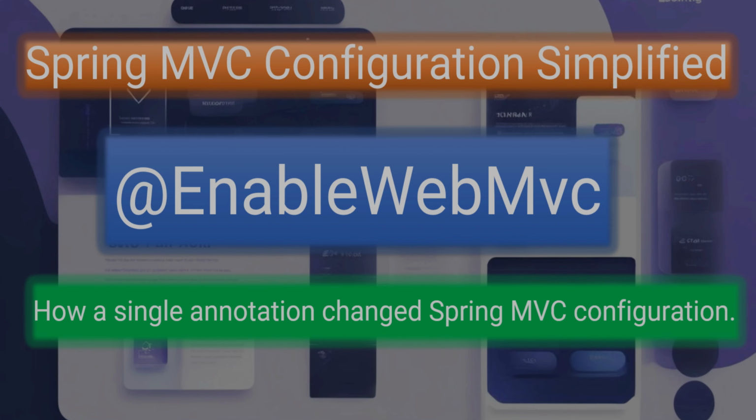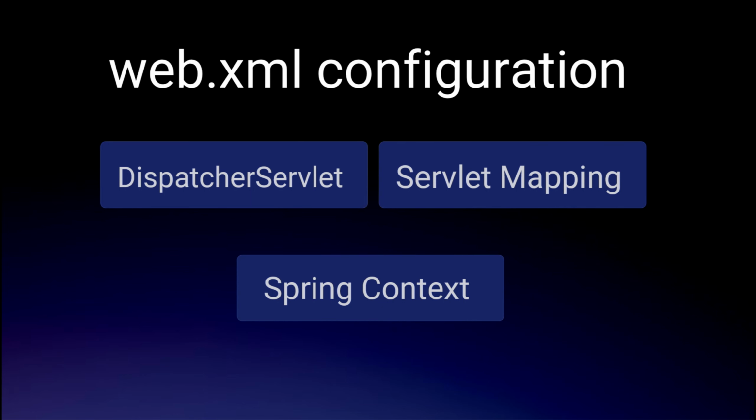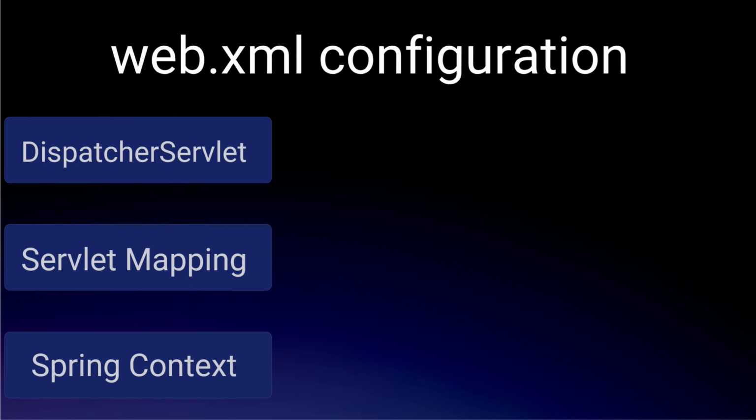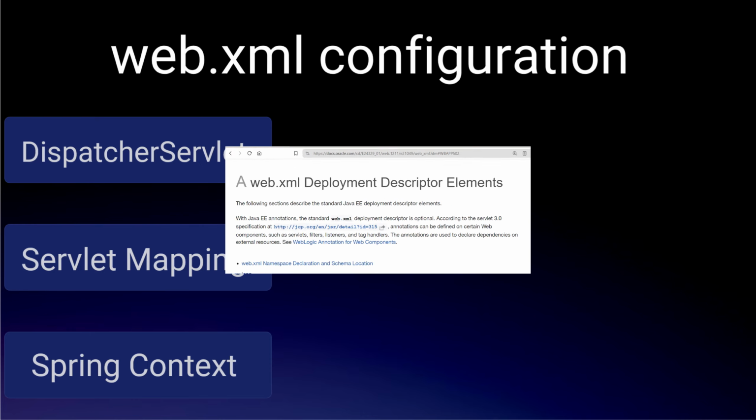Now, let us see how things were before this annotation. Prior to the EnableWebMvc annotation, configuring a Spring MVC application involved a lot of XML configuration, which is essential to the web application. Let us first check the dispatcher servlet and servlet mapping configuration. This configuration is done in the web.xml file.